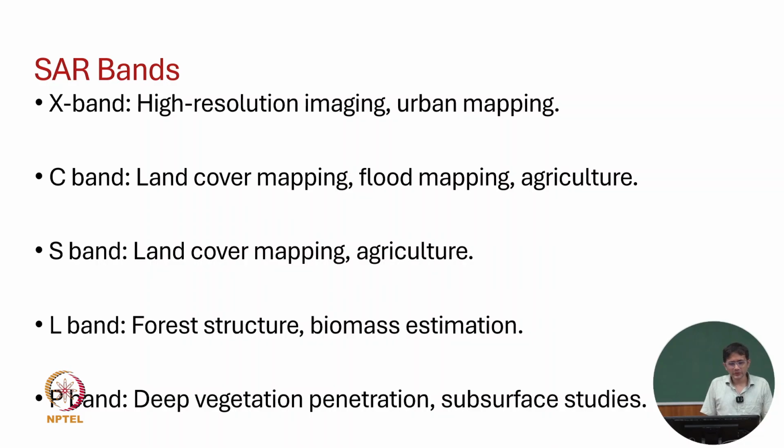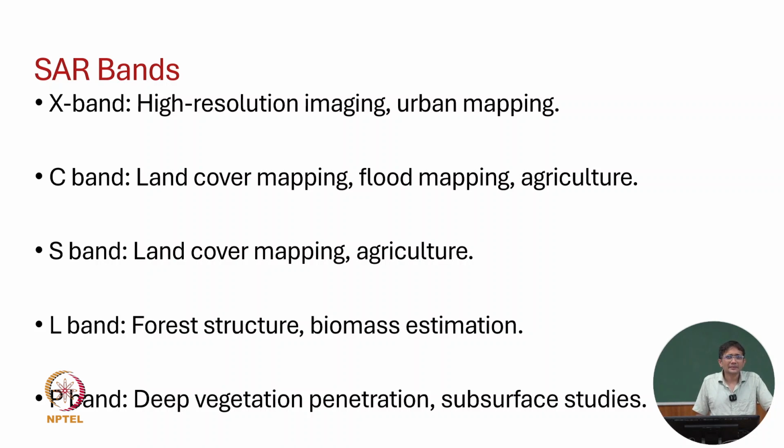So coming to the SAR bands, we have X band, which provides high resolution imaging. It helps in urban mapping. Interpretation wise, you can think of this as probably showing properties closest to the multispectral optical images that we work with.